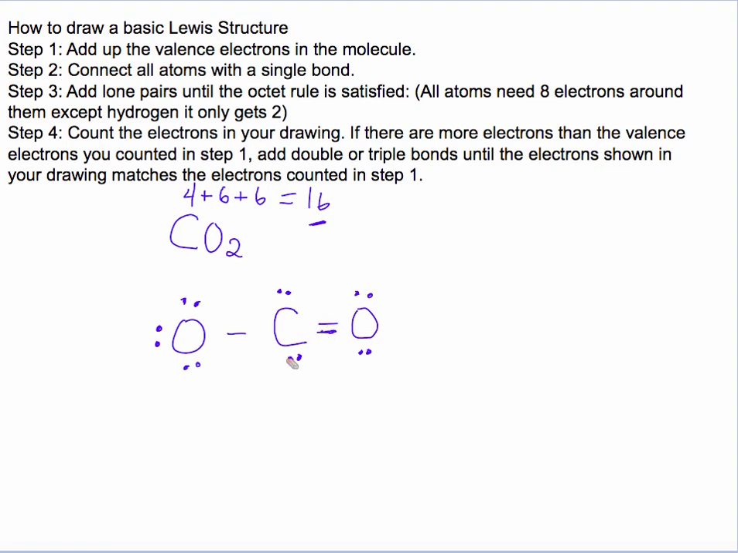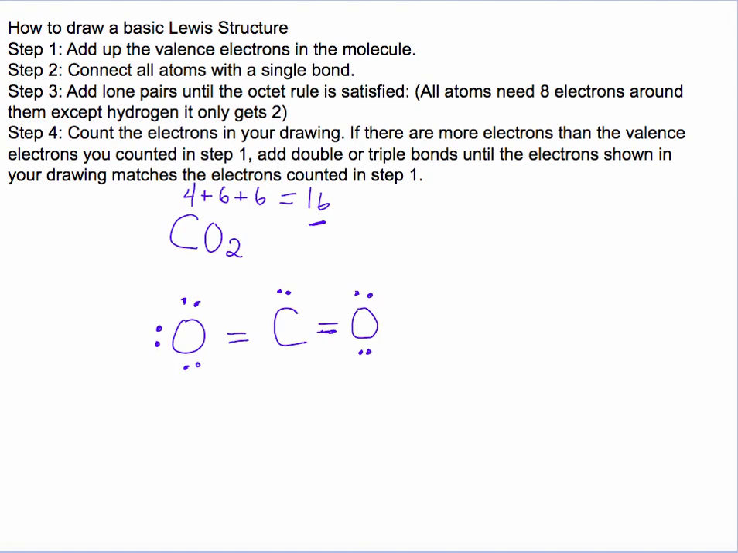Carbon has 2, 4, 6, 8, 10. Too many. So I'm going to erase a lone pair off this carbon to keep 8. I'm just trying to keep 8 around everything. Now everything has 8 around it, so let's count. 2, 4, 6, 8, 10, 12, 14, 16, 18. Oh, still too many. So if that's still too many, you try another double bond.